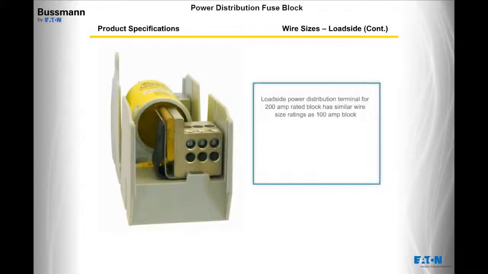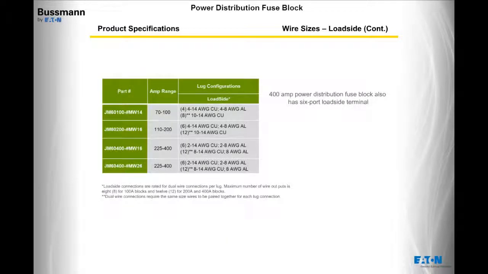The load-side power distribution terminal for the 200 amp rated block has similar wire size ratings as the 100 amp block, but has 6 total wire connection ports. This configuration will accommodate up to 12 load-side connections. The 400 amp power distribution fuse block also has a 6-port load-side terminal. The terminal for this block can accommodate wire sizes up to 2 gauge and is dual wire rated for wire sizes up to 8 gauge.